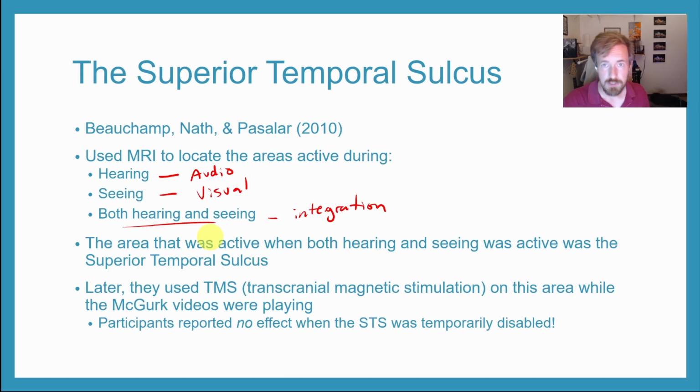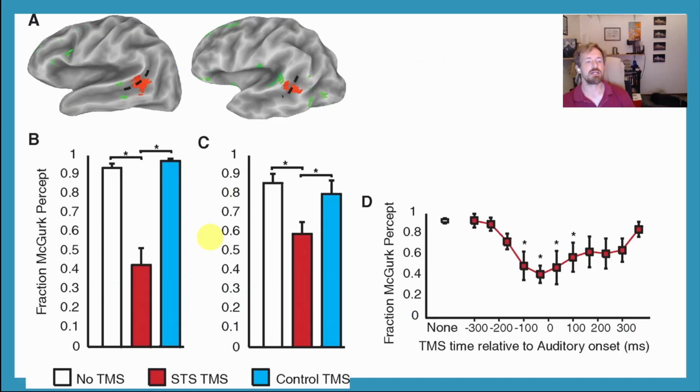And what they found is that, because remember, the TMS is going to temporarily deactivate that area, while that was happening, they're watching the McGurk effect videos, and whenever that area of the brain is temporarily deactivated, people did not perceive the McGurk effect. They either only heard the sound, or they only attended to the visual stimulus, but they did not put them together. They did not integrate them. And so that's what this figure right here from the research article is showing.